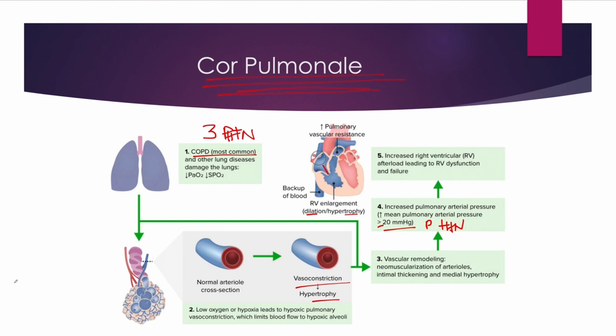And that backs up the blood up through the vena cavas and out to the systemic system. That causes the signs and symptoms of right heart failure, including hepatomegaly, right? The liver. It also causes ascites because of that. And it causes peripheral edema. And last but not least, it causes, help me out, other signs of right heart failure. Having trouble remembering. We'll get to it.